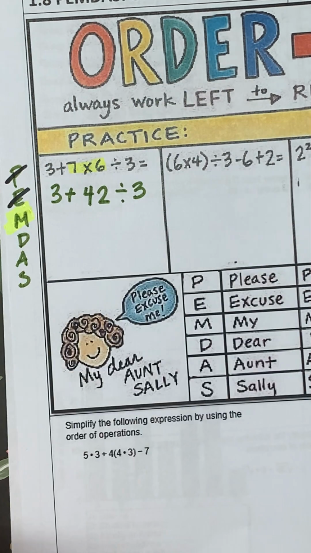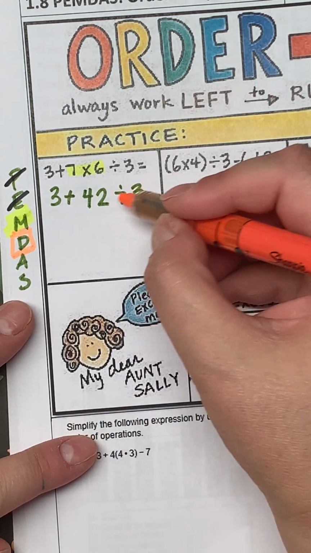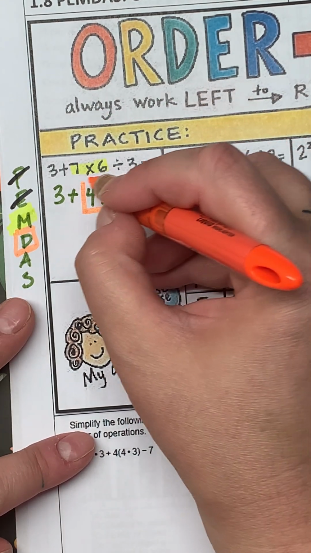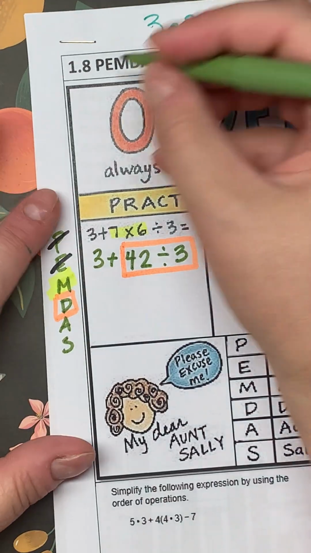Now, let's see, is there a division? And there is a division. The division is divide by 3, but what are we dividing by 3? We're dividing 42 by 3. Okay, so let's do 42 divided by 3.